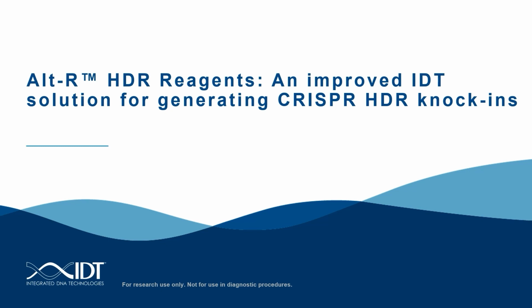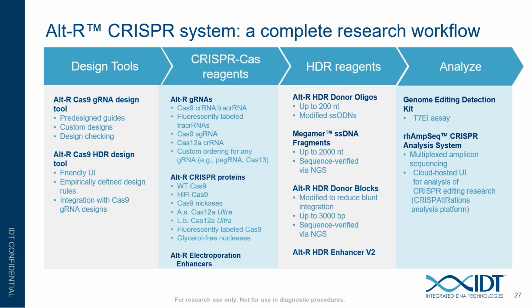IDT offers different formats of the HDR reagents that can be used in different scenarios, including for small edits, we have the modified HDR donor oligos up to 200 mers. For large insertions, we have the Megamer, which is a long single-strand DNA, and now we expanded to a modified double-strand DNA donor, known as the Alt-R HDR donor blocks product, allowing for sequences up to 3,000 base pairs and of greater complexity. And lastly, IDT has also established the HDR Enhancer V2 to help improve the knock-in efficiency.